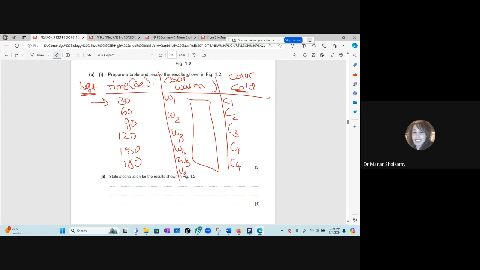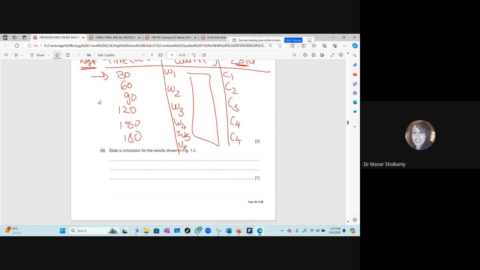Are you with me? It's easy, but yes, I do admit that it's a little bit confusing. Any questions concerning this table? Now, they will also ask you to state a conclusion, depending on the results. Please don't explain.